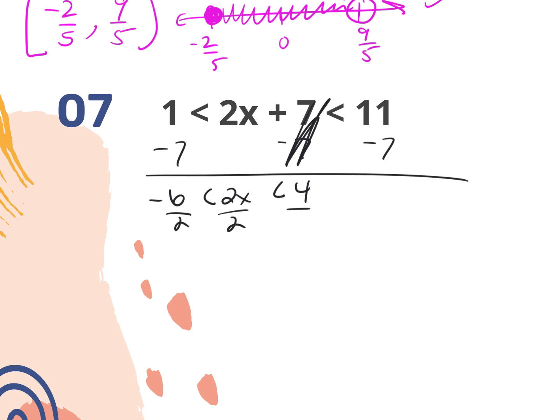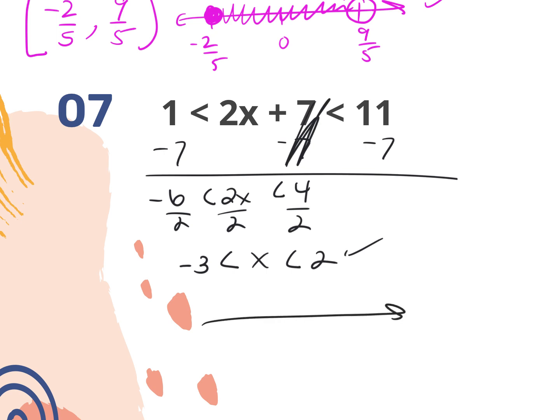Divide, divide, divide. So negative 6 divided by 2 is negative 3. 2 divided by 2 is x. 4 divided by 2 is 2. Did I multiply or divide by a negative number? No. No. So we're good. Just leave it. All right.